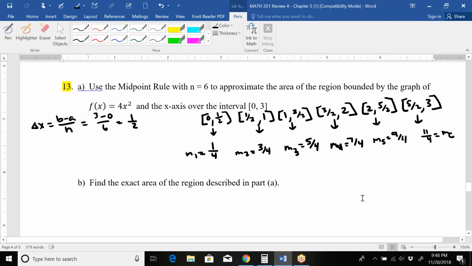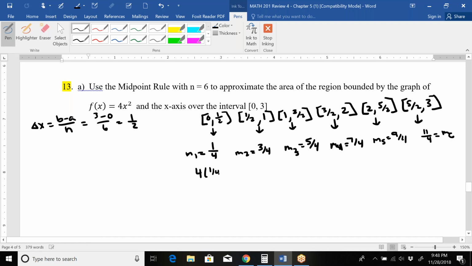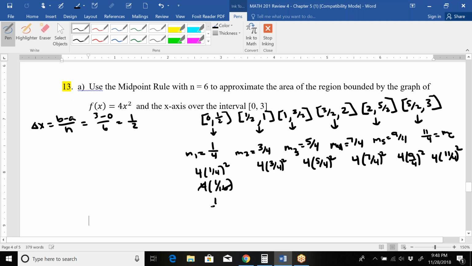So I need to plug each of those into my function. Thank goodness my function's pretty small. So we're doing 4x squared. So 4 times 1/4 squared, 4 times 3/4 squared, 4 times 5/4 squared, 4 times 7/4 squared, 4 times 9/4 squared, and 4 times 11/4 squared. This is 4 times 1/16, which would be 1/4 when you reduce. This is 4 times 9/16, so that's going to be 9/4, so that's my second one.